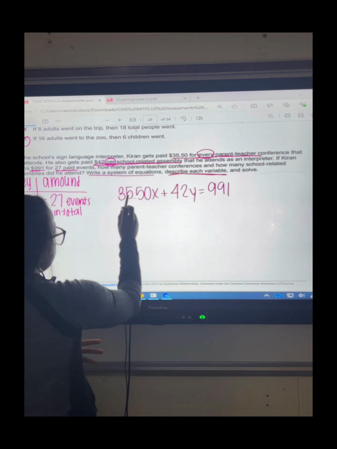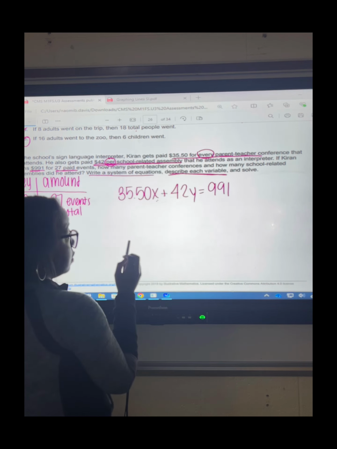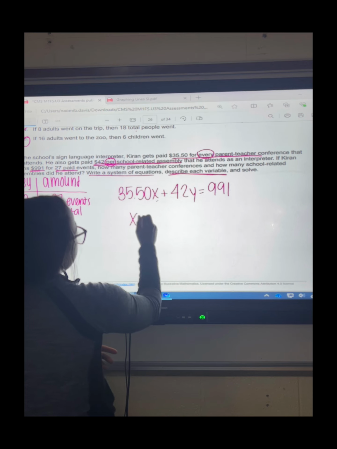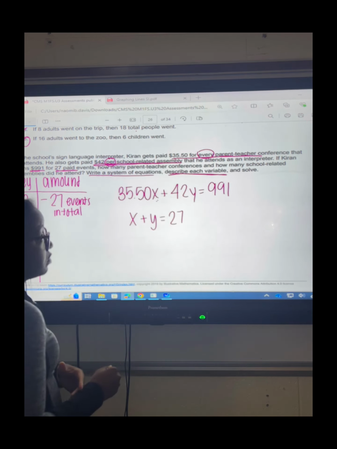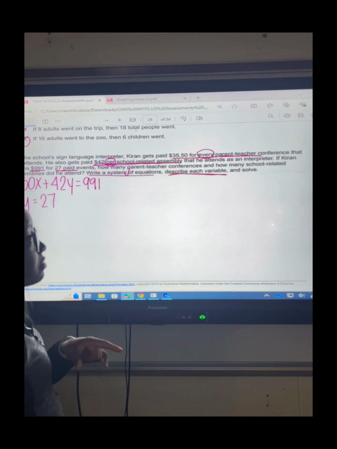Now, if you look at this, it's $35.50 each conference. X is the number of conferences. So X plus Y equals 27. And that's my system of equations. So now that I have my system of equations, I have to describe, because that's another piece.